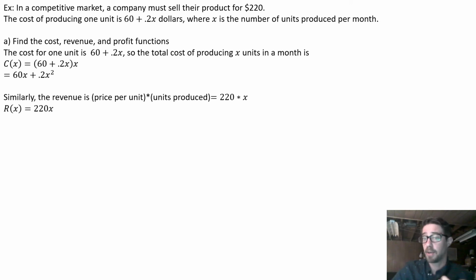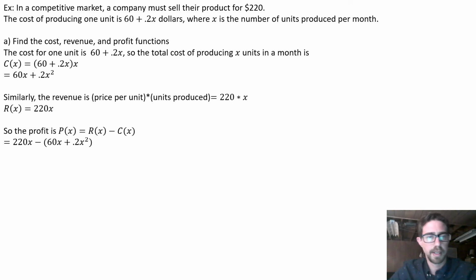And then, right, that's how we get profit. So first we get the cost and the revenue functions based on the information we were given. Profit is revenue minus cost. So let's clean that up. R of x minus C of x is 220x minus, the parentheses you need here, 60x plus 0.2x squared, which we can certainly simplify. That gives you 160x minus 0.2x squared. Okay, so there's our profit function.